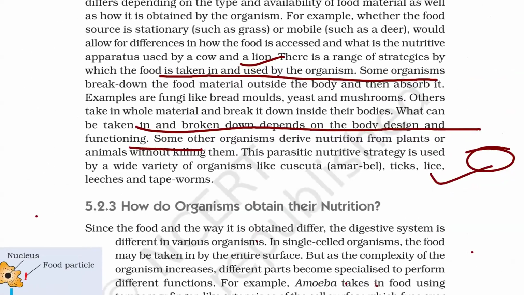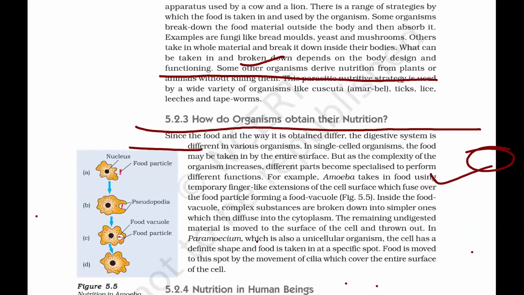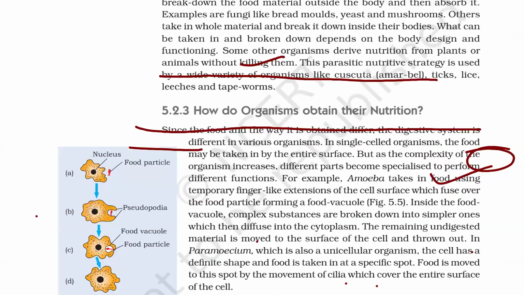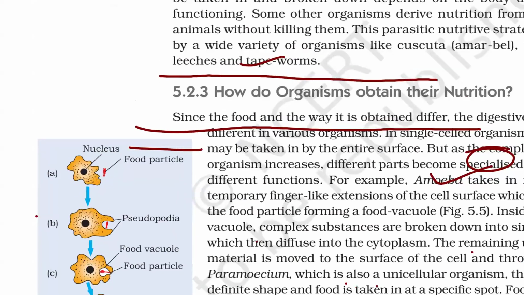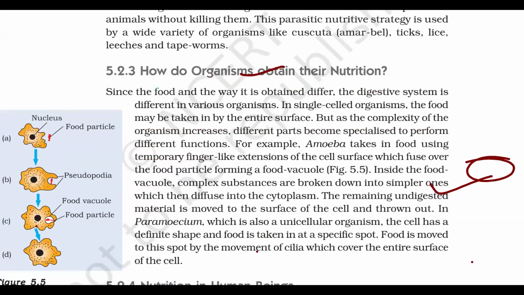It also always does some part of negative impact on the host. That's why it's coming in the category of parasite. In higher classes, you will study different kinds of associations between different organisms which are living in harmony. So they are not in the category of parasites.